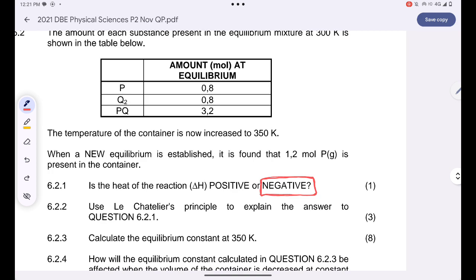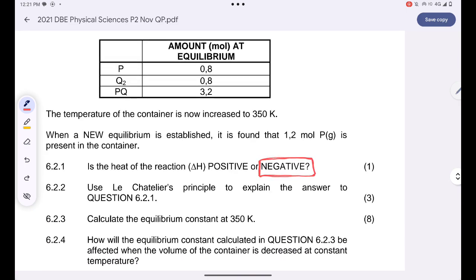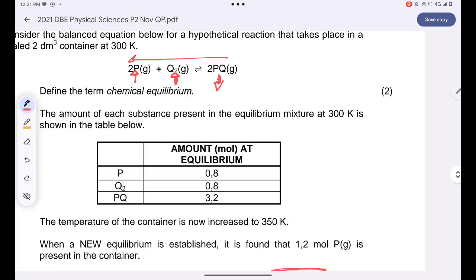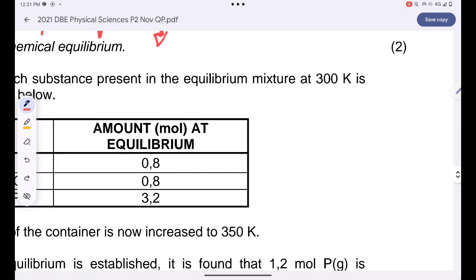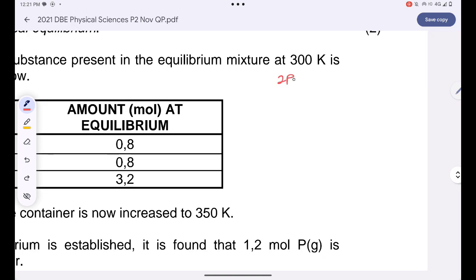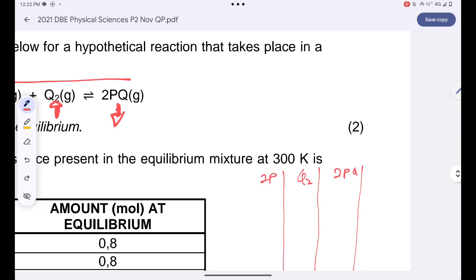Okay, they want us to use Le Chatelier's principle to explain. Okay, we just did that. Now they want us to find the equilibrium constant at 350 kelvins. So how can we do that? Okay, I simply had 2P, that's 2P, Q2, and then 2PQ as our products, right?